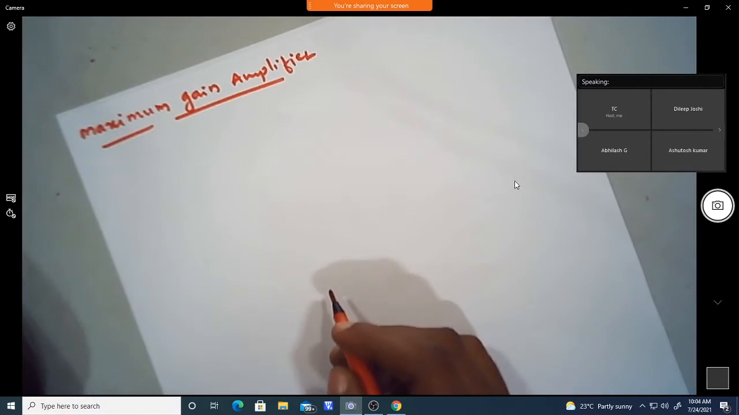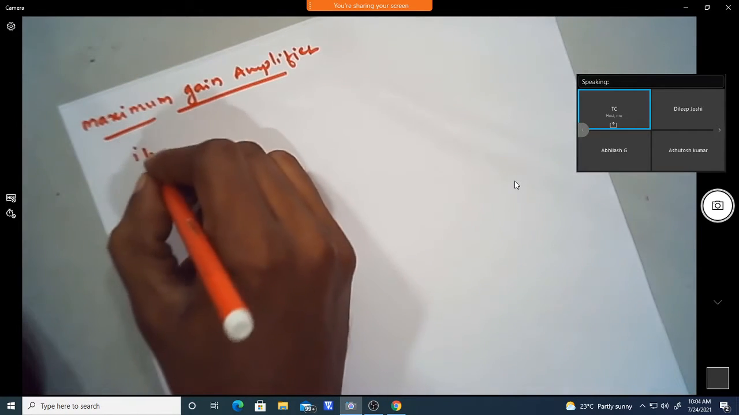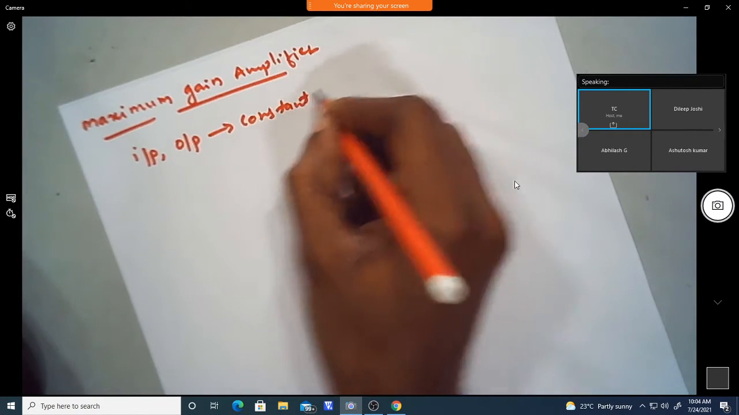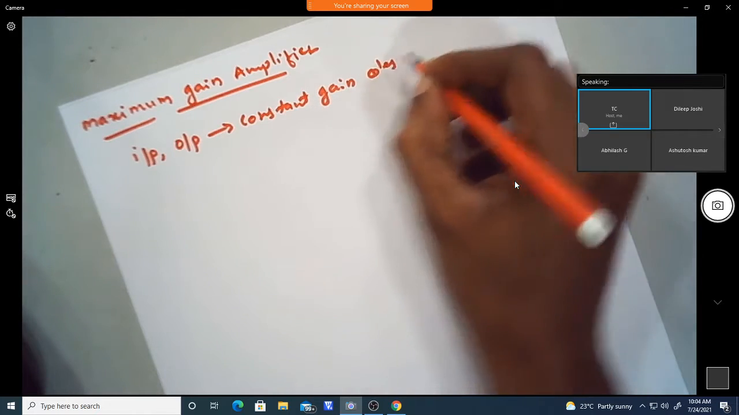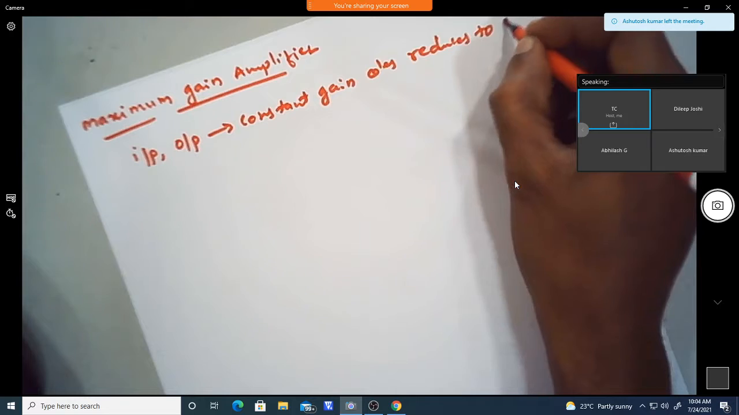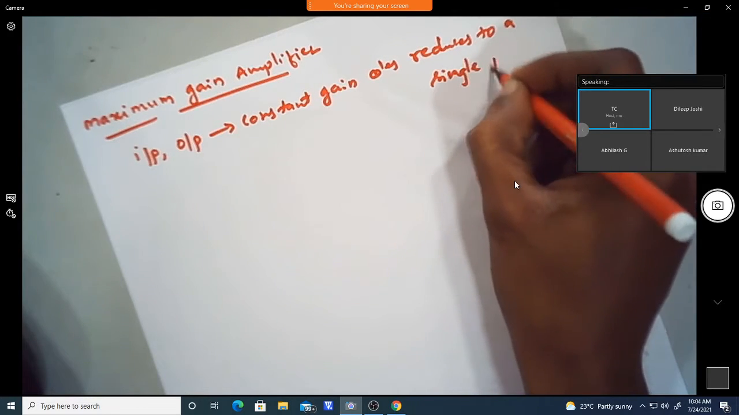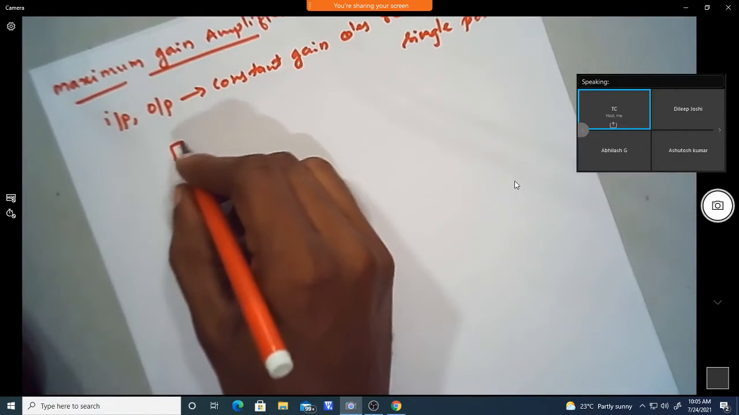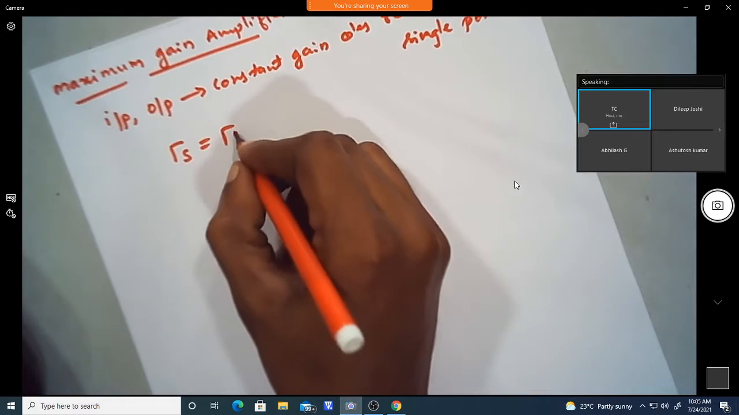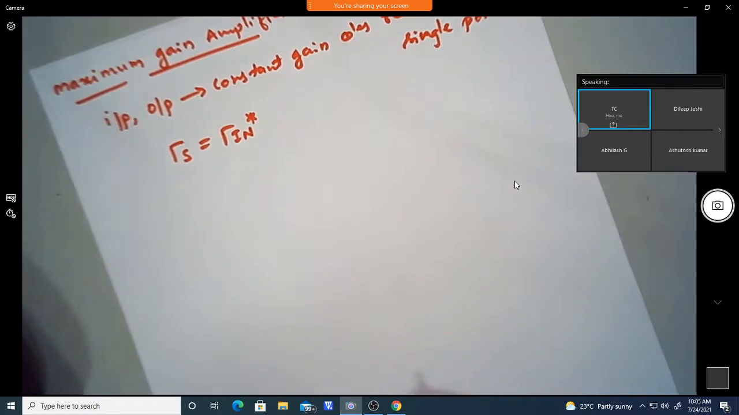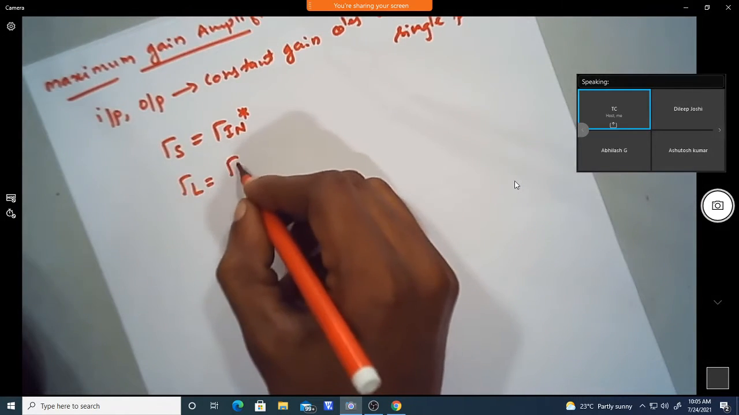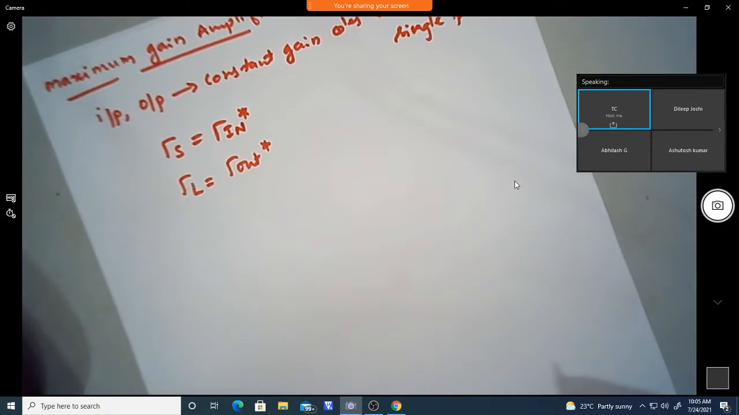As I said, this is a special case of high gain amplifier design, where the input and output constant gain circles reduce to a single point. That single point we need to define from the source reflection coefficient, which is nothing but the complex conjugate of the input reflection coefficient. Similarly, gamma L reduces to a single point, which is gamma out star.